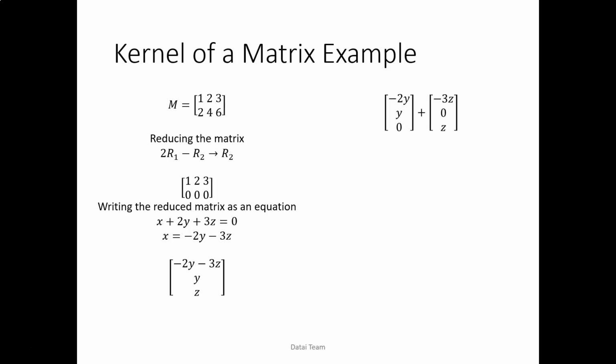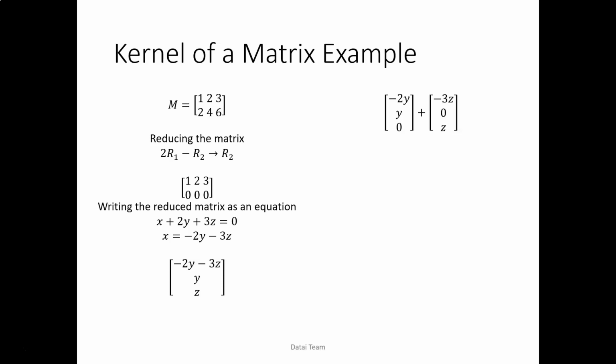We can separate y and z, and we can write that as a sum. So if we have negative 2y, y, 0, and the z part is negative 3z, 0, z, if we added those two vectors, we will get negative 2y minus 3z, y, z. So anytime you are trying to find the kernel and you have different unknowns, eliminate as much as you can and then separate the unknowns. In this scenario, we eliminated x, we are stuck with z and y, then we separated those two unknowns.